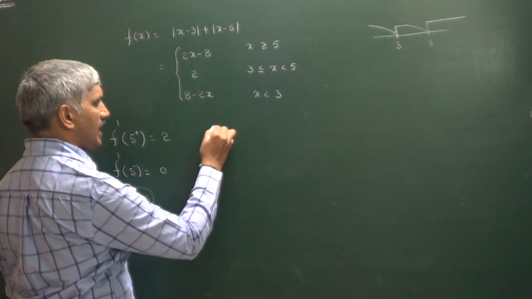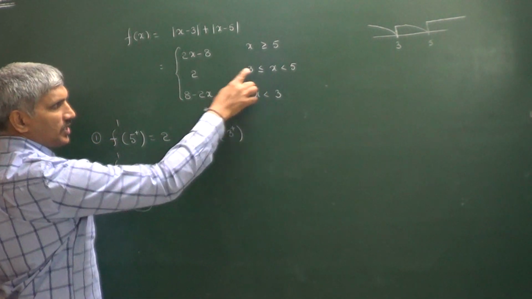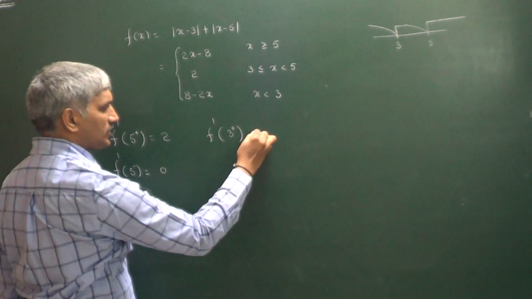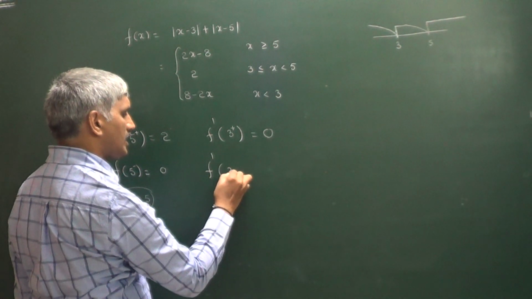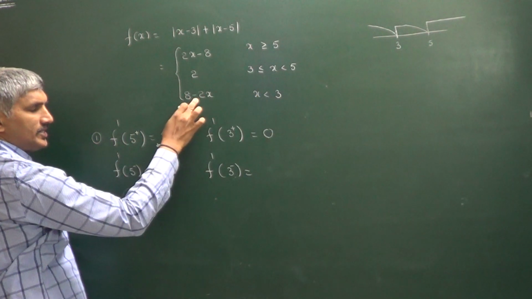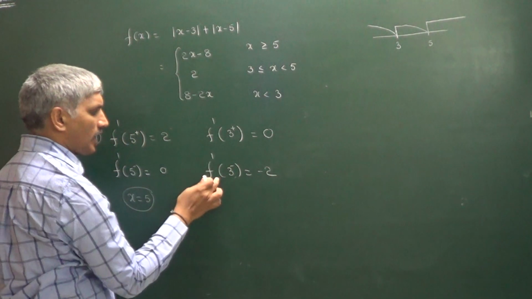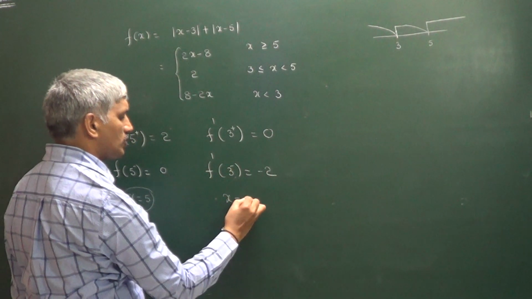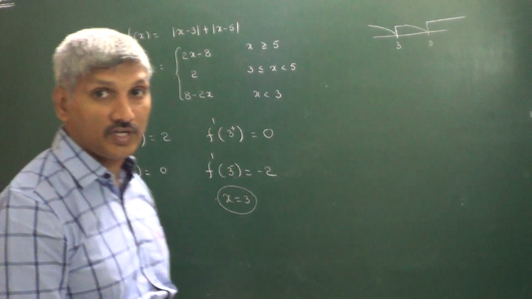Next, f dash of 3 plus. 3 plus case, this is the function. Its differentiation is 0. F dash of 3 minus. 3 minus means less than 3. Less than 3 case, this is the function. Its differentiation is minus 2. Both are not equal. So the function is not differentiable at x is equal to 3. Like that we can do.